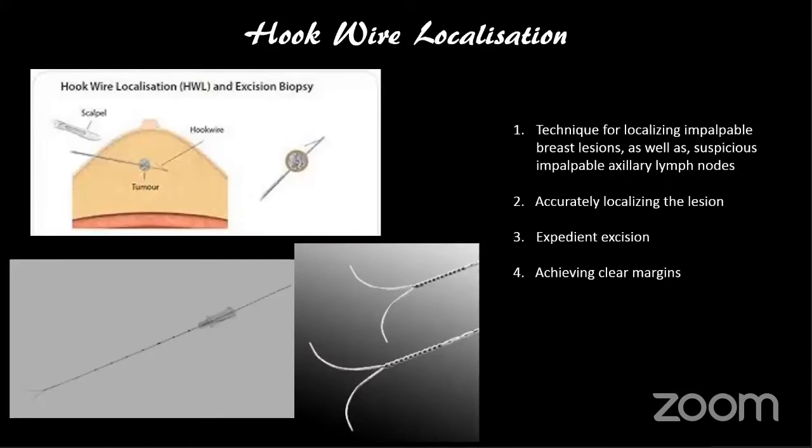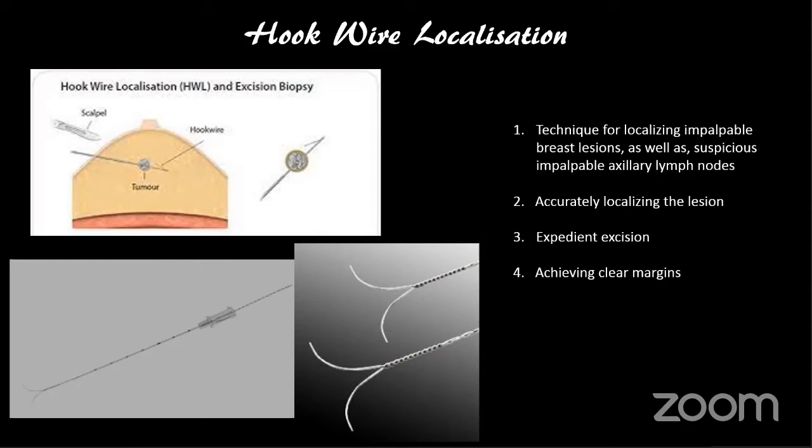Now coming to another set of interventions in the breast, which is hook wire localization. So what is a hook wire? A hook wire is a J-shaped wire with a hook or bent at one end, or it has two prongs at one end, which is used to localize or fix a lesion before any surgery.